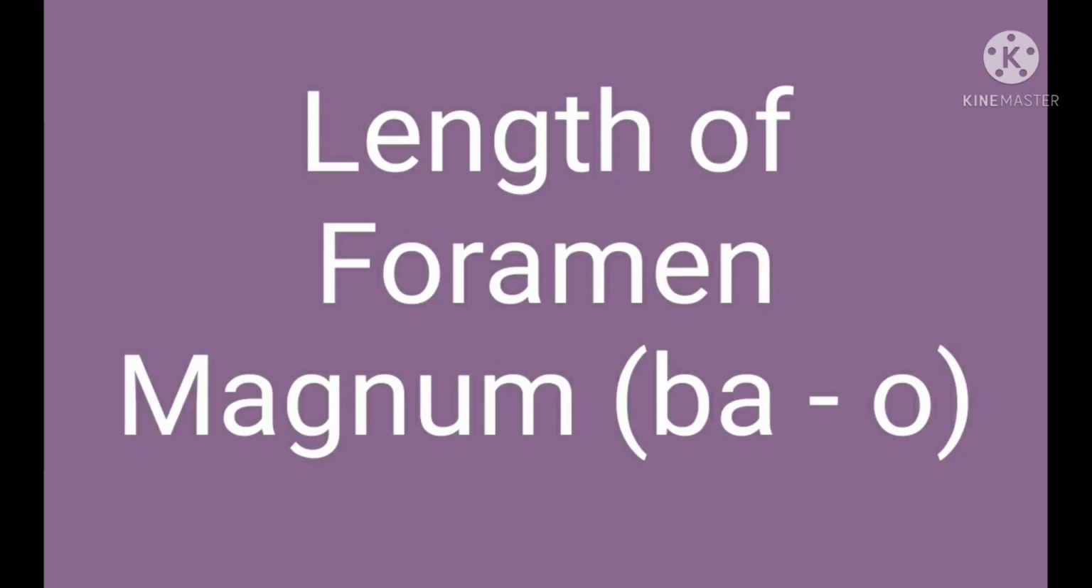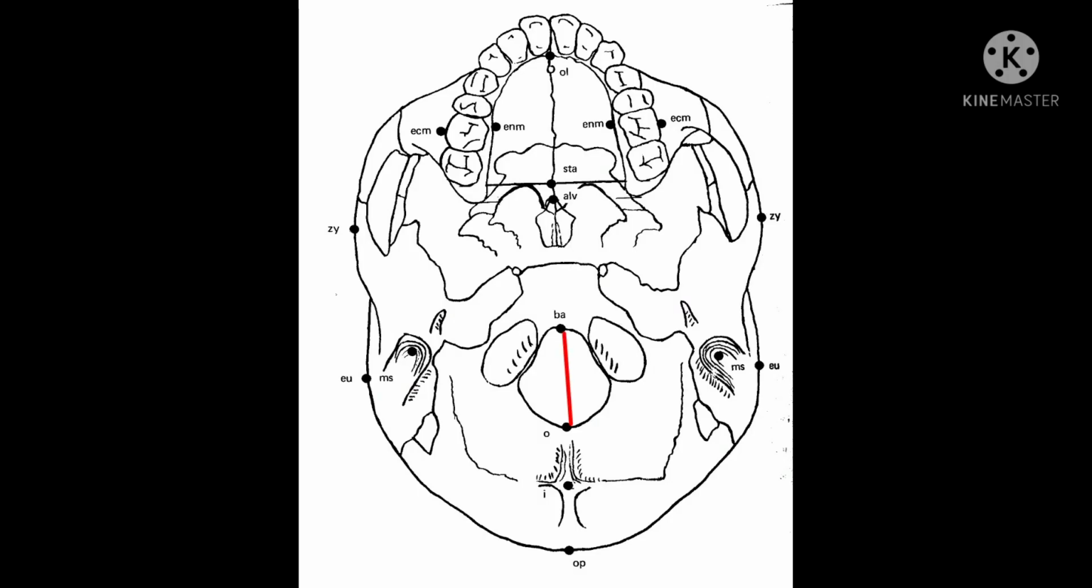The fourth measurement is the length of foramen magnum. It measures the straight distance from the basion to the opisthion. First, let's see the definitions of these two landmarks. Basion is the lowest point on the external surface of the anterior margin of the foramen magnum in the mid-sagittal plane, whereas opisthion is the point in the mid-sagittal plane on the posterior margin of the foramen magnum.